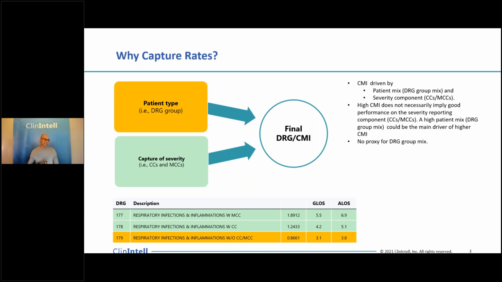The sad thing is that even though most of us in the industry say that, if you take a deeper dive into your organization or if you work with consultants, the capture rates rear their ugly head every single time. So it really doesn't make sense. So you've seen this slide before. This is one of my favorite slides. It is a slide that we used for CMI, the metric we love to hate.